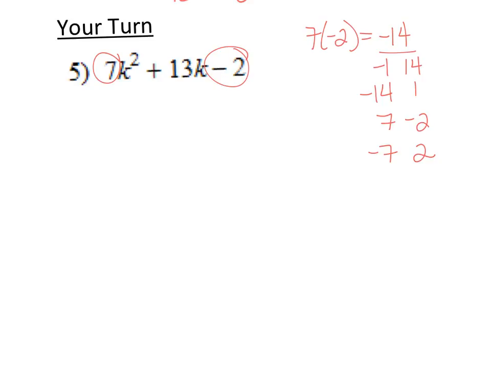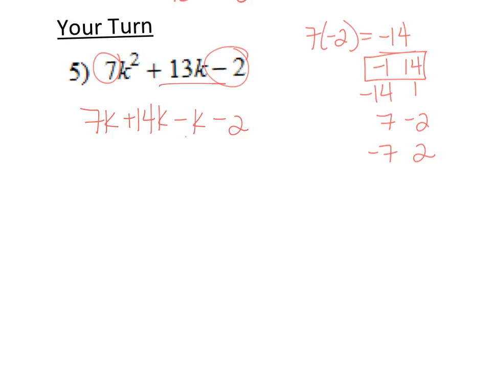Which ones add up to a positive 13? Well, it's this guy, the first one we wrote down. So I did step number 3, which was circle. Now I'm going to do step number 4 and rewrite it. So I'm going to have 7k plus 14k, and then minus k, and then minus 2. Because positive 14k minus k does equal a positive 13k.